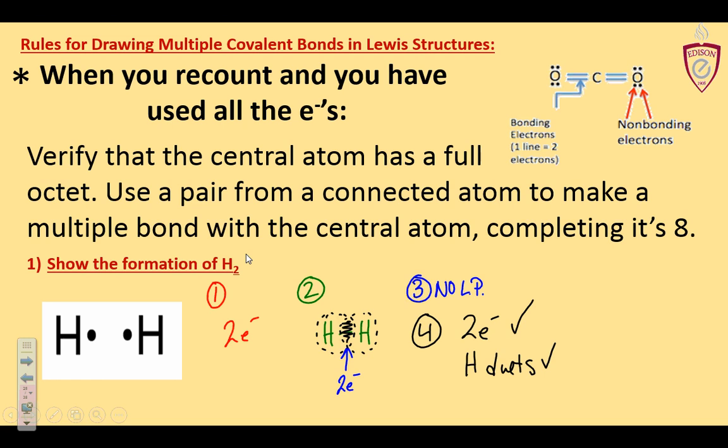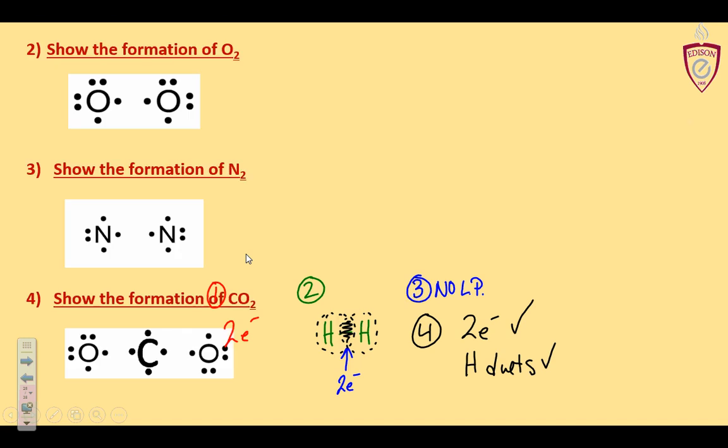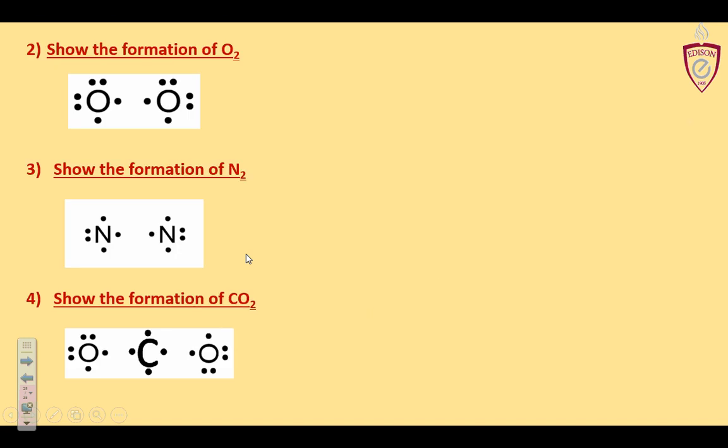The non-example is not an issue because when I checked, I used all the electrons I was given, and everybody was happy. It fulfilled its octet rule, even though it's not really 8. It fulfilled its electron requirements. All right, let's try the next step.